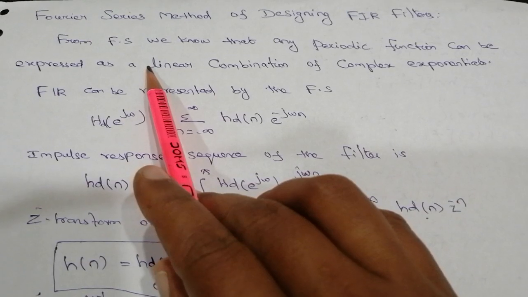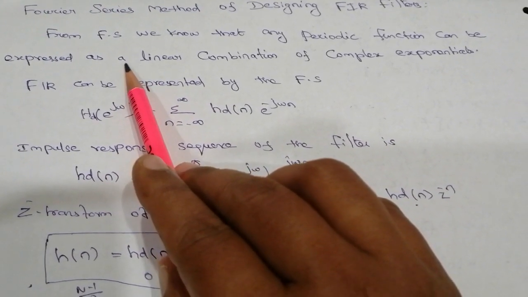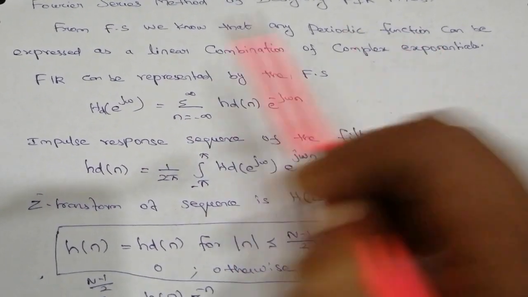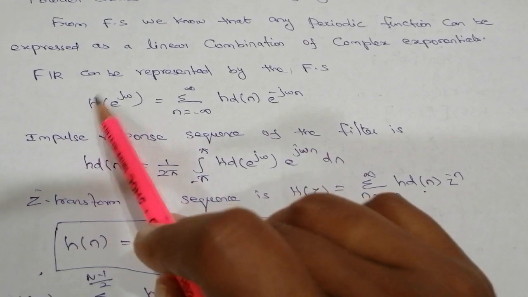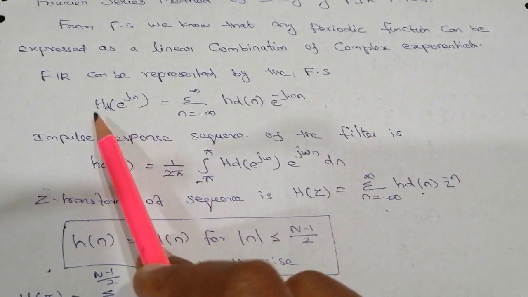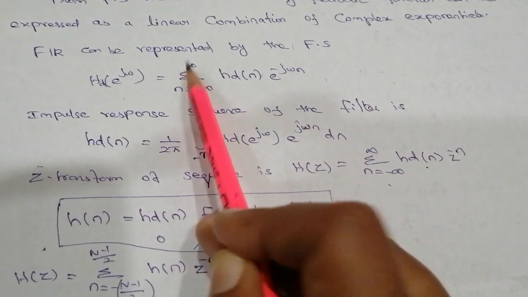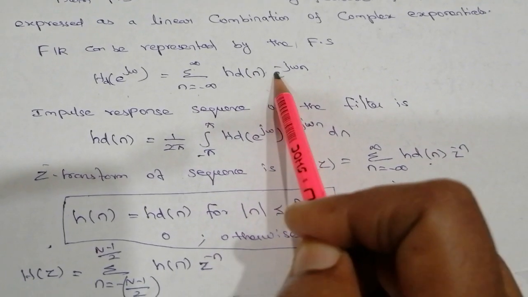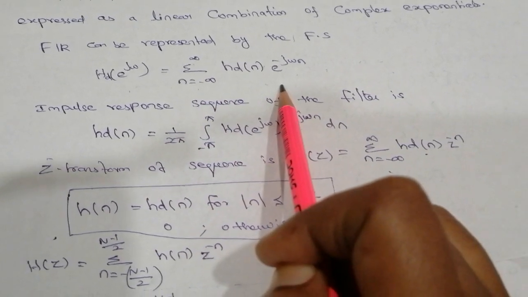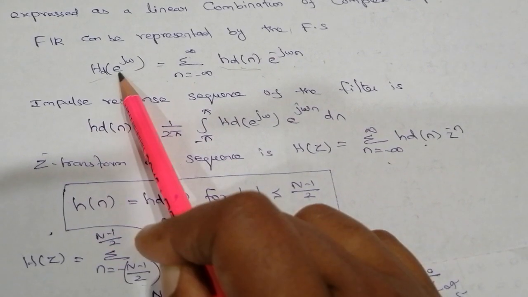As we know, a periodic function can be expressed by the Fourier series, as a linear combination of complex exponentials. The frequency response can be represented by the Fourier series formula: H_d(e^{jω}) = summation n equal to minus infinity to infinity h_d(n) e^{-jωn}. This is the Fourier series formula. Here h_d(n) is what? It is the impulse response. This is the frequency response.